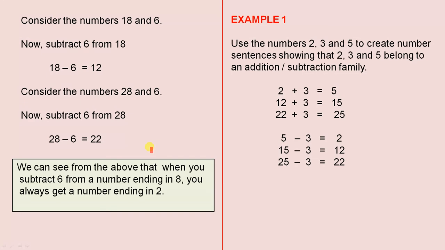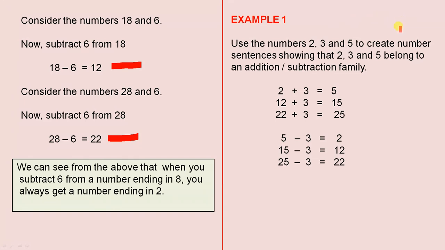We can see from the above that when you subtract 6 from a number ending in 8, you'll always get a number ending in 2. So I'll leave you to read that quietly by yourself, and then have a look up here in that example there, and in that example that is the case. Let's look at this example here.